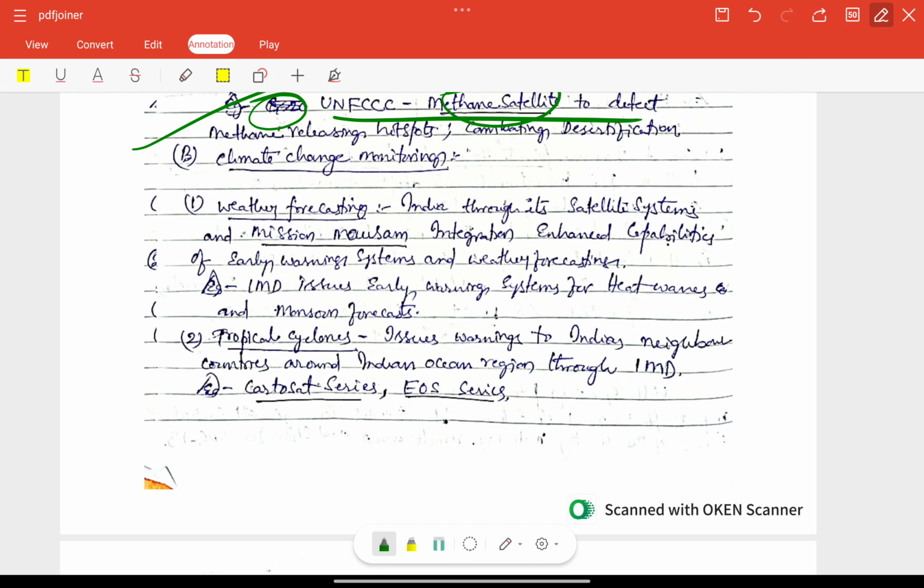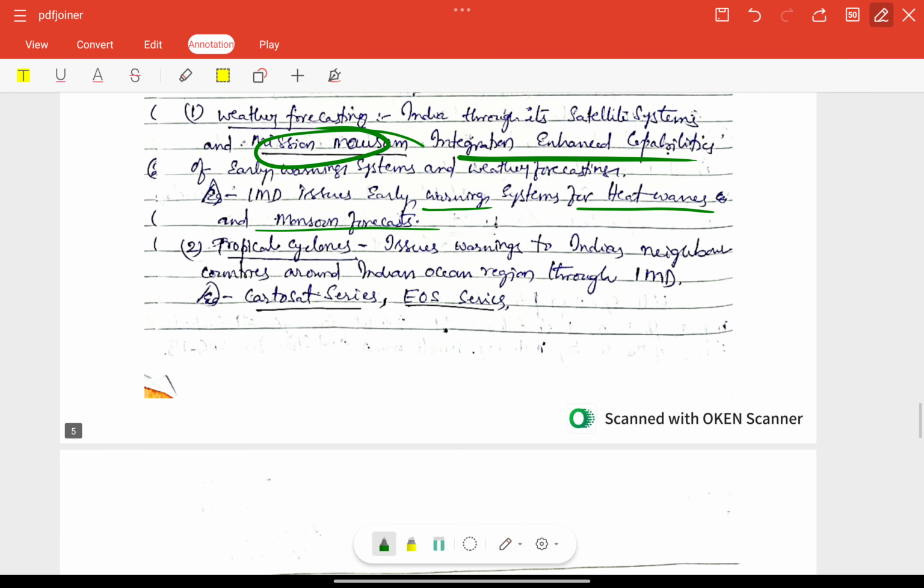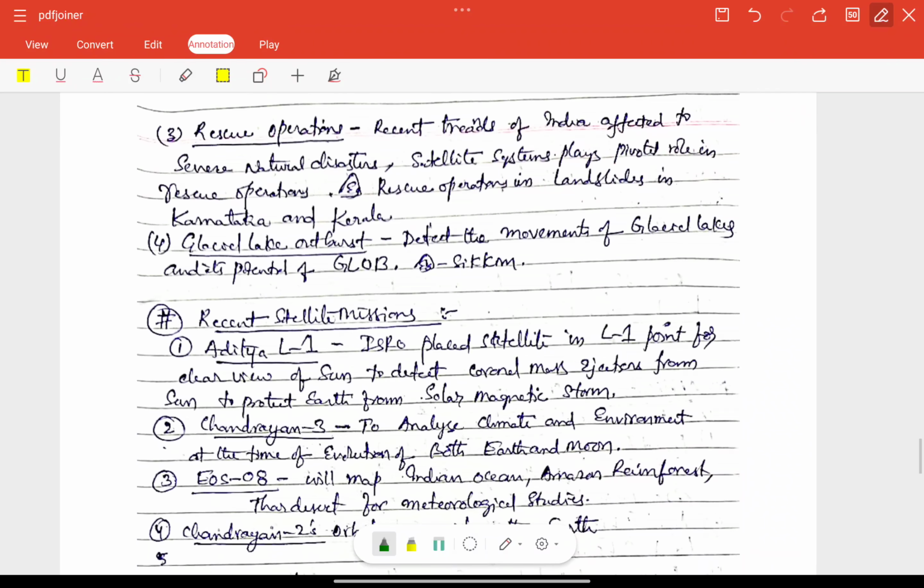Weather forecasting, especially Mission Mausam, integration, enhanced capabilities. For example, IMD issues early warning systems for heat waves. Recently we have seen tropical cyclones. We have experienced heat waves in the past summers. Tropical cyclones also here, Cartosat series and EOS services, very good. Next we have resource operations. We have severe natural disasters and satellite systems, especially Karnataka and Kerala. Glacial lake outbursts, a very good example, recently seen in Sikkim.